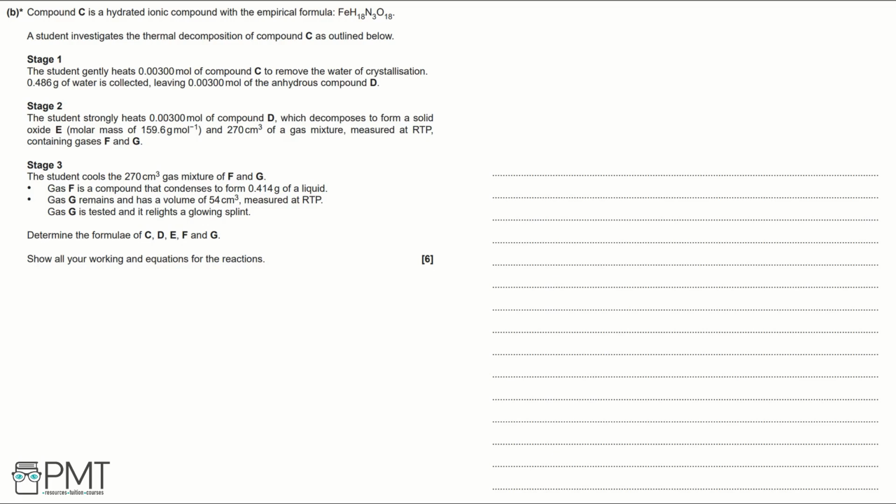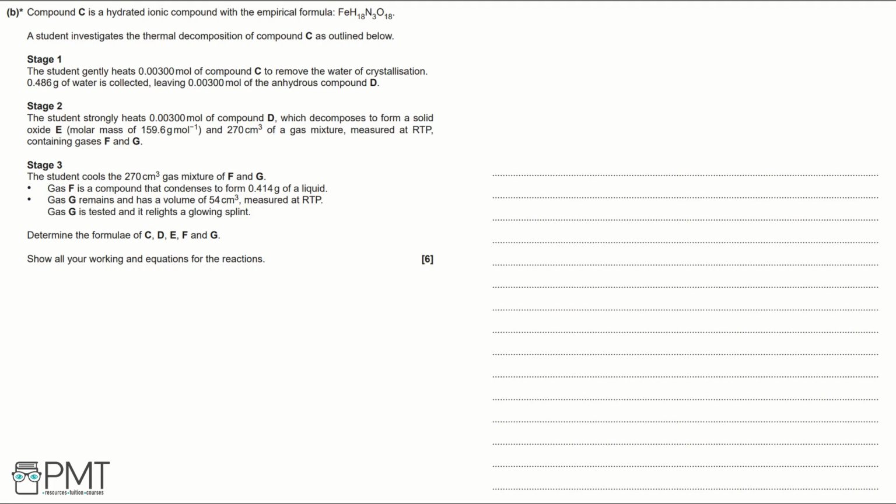The student cools the 270 centimeters cubed gas mixture of F and G. Gas F is a compound that condenses to form 0.414 grams of a liquid. Gas G remains and has a volume of 54 centimeters cubed measured at room temperature and pressure. Gas G is tested and it relights a glowing splint. Determine the formulae of C, D, E, F and G. Show all your working and equations for the reactions.